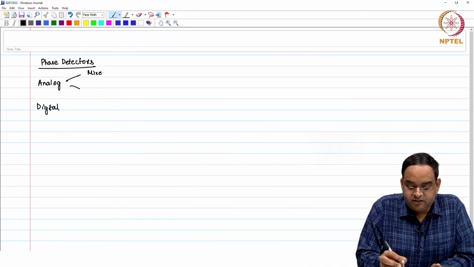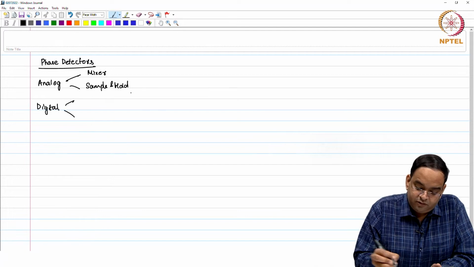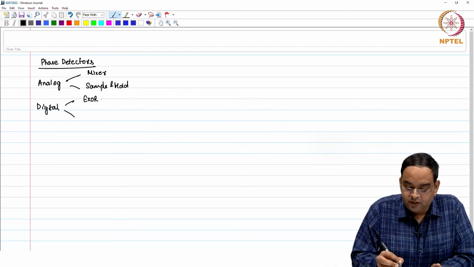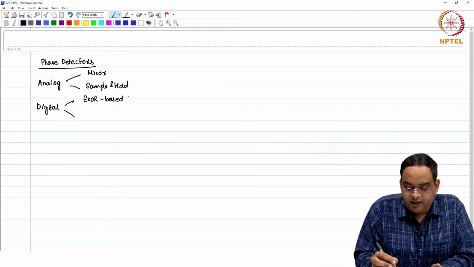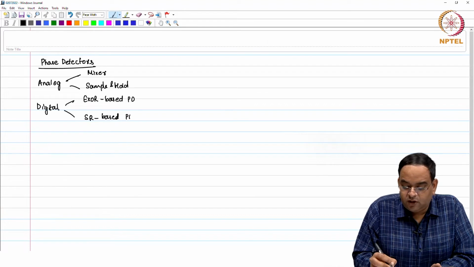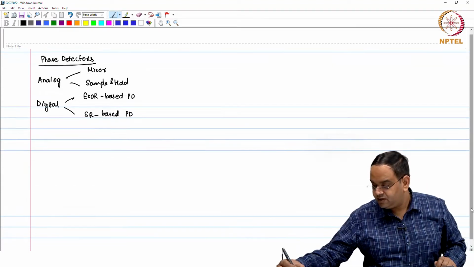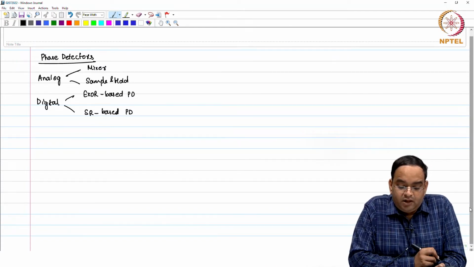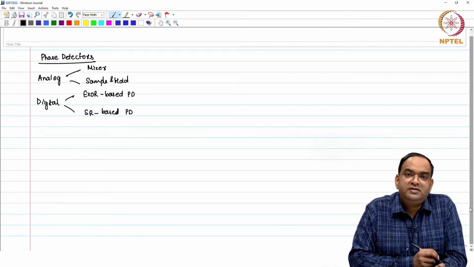This is mixer based or sample and hold based, and the other one which you looked at was your exclusive OR gate based PD and SR latch based PD, as a flip flop based PD. So, with all these phase error detectors, we actually measured the phase error between the input and the output signals, right.